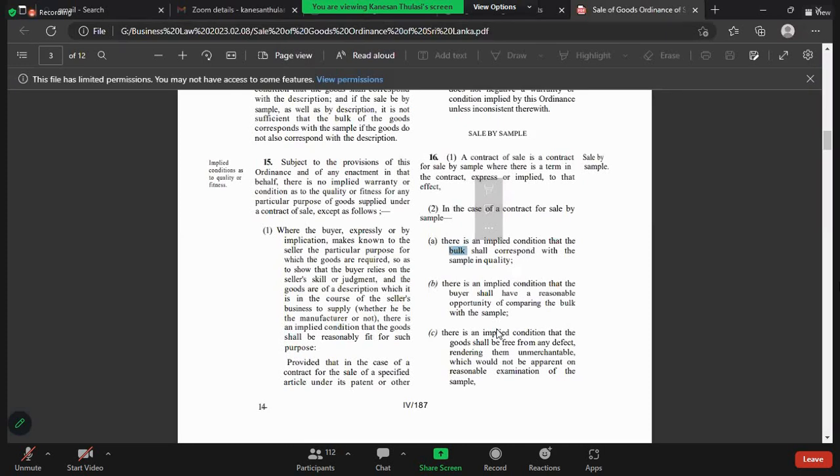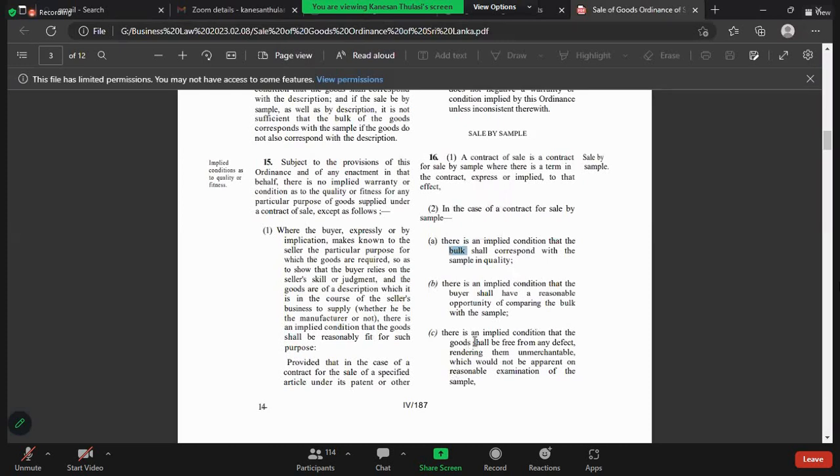Like that, you order to the seller and the seller also gives the 50 shares. What's the sample you are sourced to the seller? Then, as a buyer, you shall have a reasonable examination opportunity to compare the bulk with the sample. You can't compare your share and the 50 shares given by the seller. You have to get the reasonable opportunity to compare the share I bring.